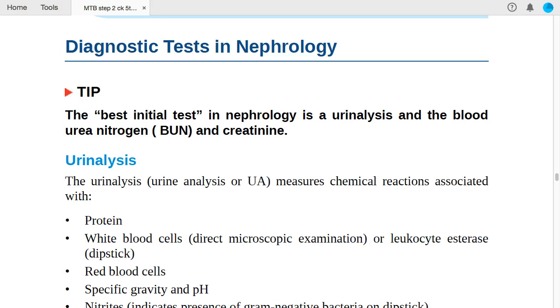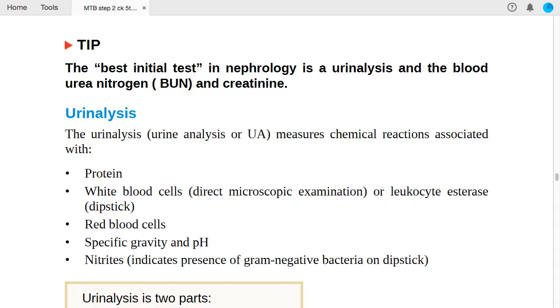Now, what do we mean by urinalysis? Urinalysis measures chemical reactions associated with protein, white blood cells, that is direct microscopic examination of WBCs, or we can also do the leukocyte esterase dipstick test. Red blood cell counts we are going to check, specific gravity and pH, and nitrites. Whenever there are nitrites in urine, it indicates the presence of gram-negative bacteria on dipstick. So that's a very important clue. Whenever the patient has a gram-negative infection, we can easily conclude that on the basis of positive nitrites in urinalysis. So protein, WBCs, red blood cells, specific gravity, pH and the presence of nitrites, we can all come to know with the help of urinalysis.